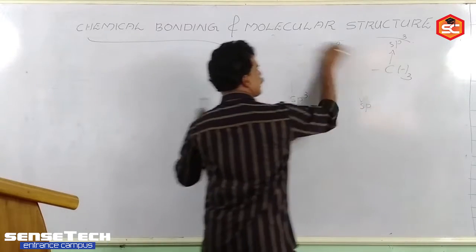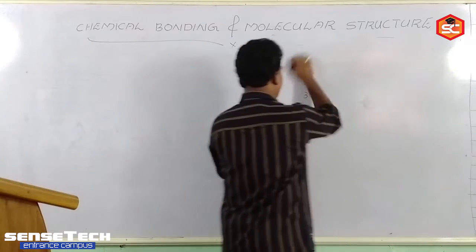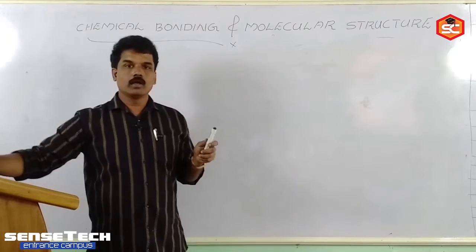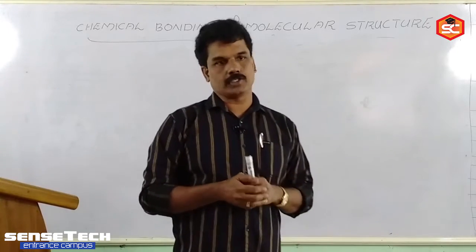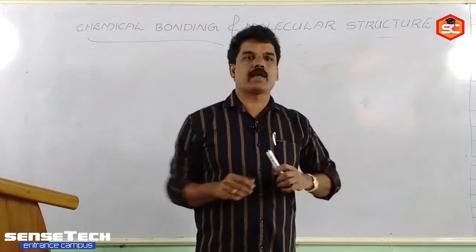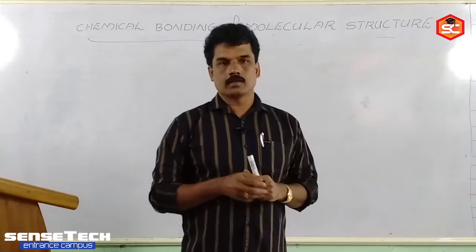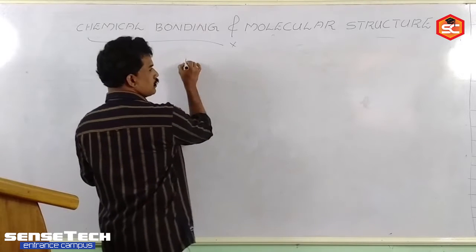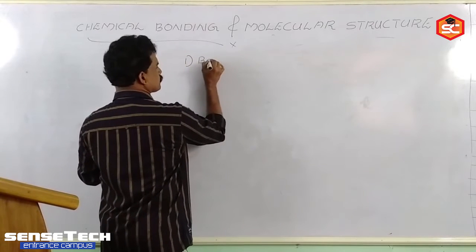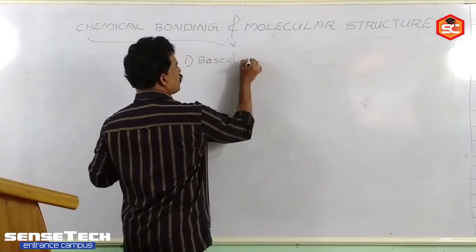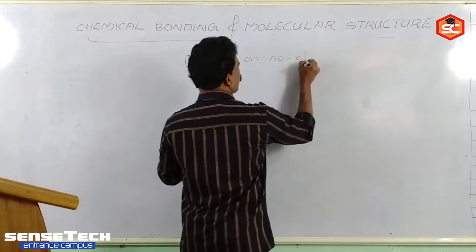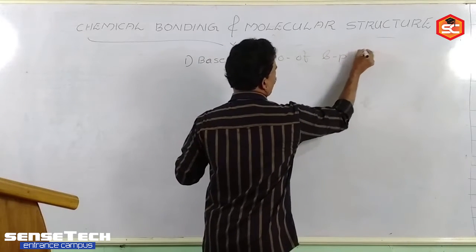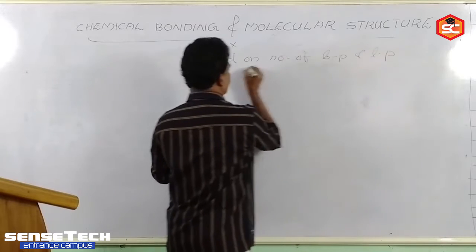Now, suppose you are getting any one molecule. In that molecule, directly you have to identify the hybridization. How to identify hybridization in a molecule? There are different methods for the identification of hybridization. One is the simple method based on the number of bond pairs and lone pairs of electrons.